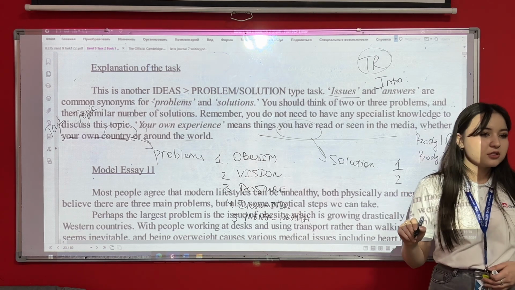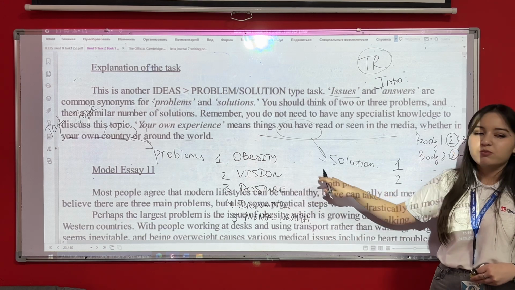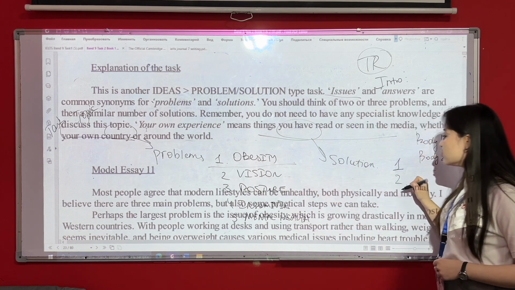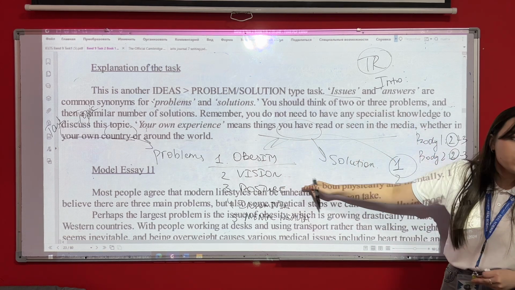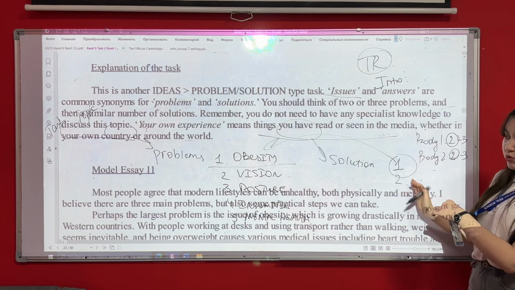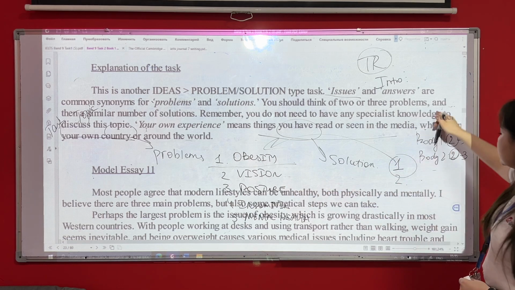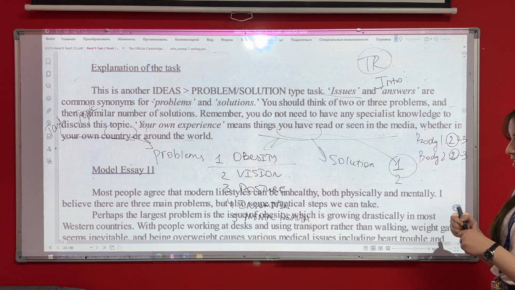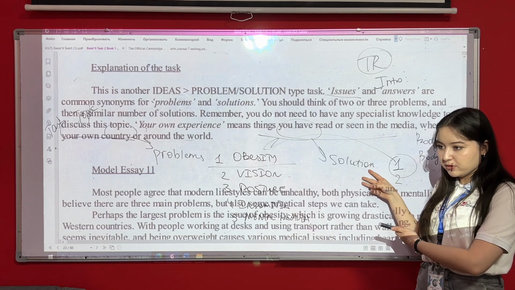And your solutions, guys, should be in the same order as your problems. For example, if your first problem was about obesity, the first solution should be for what? For obesity. Okay, the second was about vision, and then the second solution should be about vision again. Okay? And then a similar number of solutions. So if you are giving 3 problems, you have to provide 3 solutions, right?